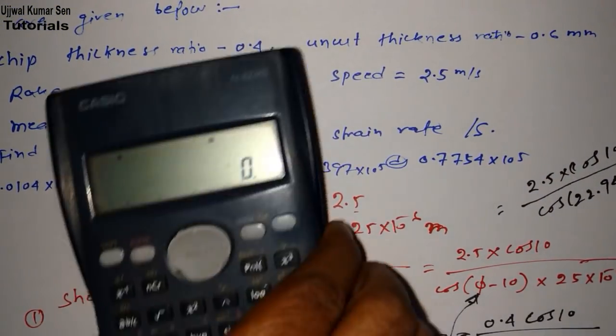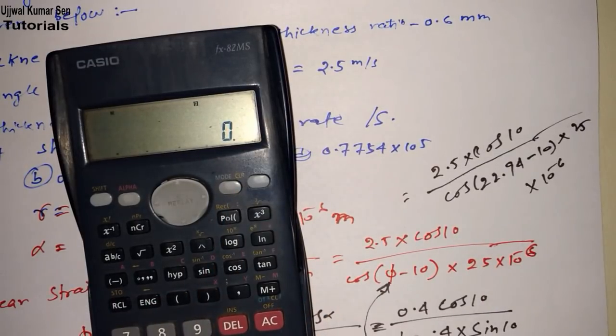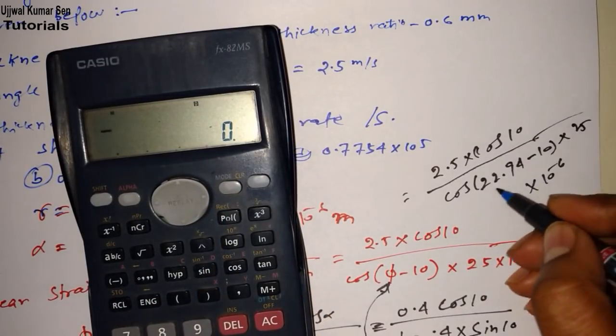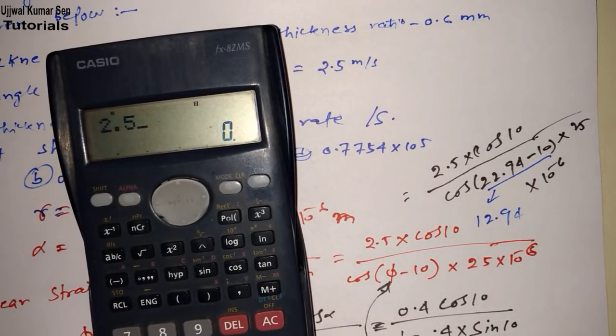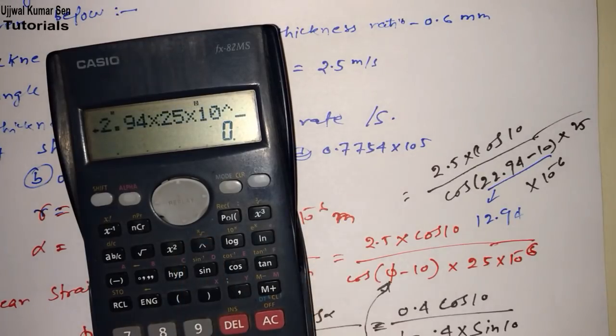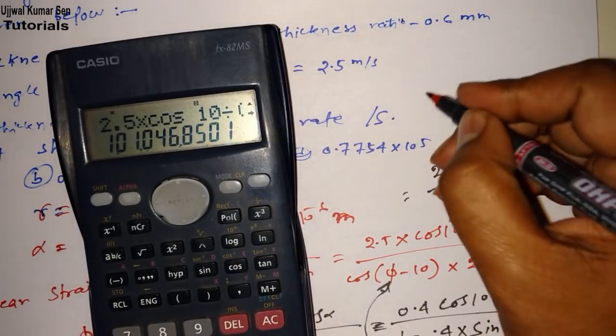Now after calculation we are going to get the value. Calculation is a must. What we got here is 12.94, so 2.5 into cos 10 divided by cos 12.94, multiplied by 25, multiplied by 10 to the power minus 6. It's a lengthy value we are getting, but it's okay.